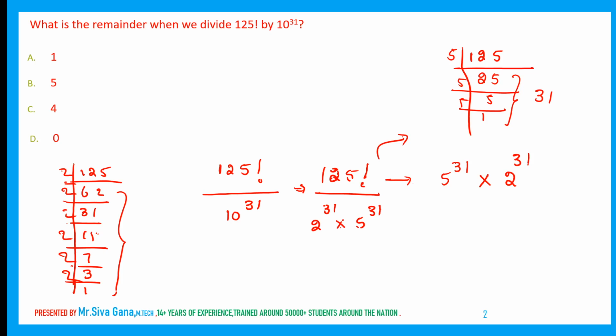So I am limited to 31 because 5s are available 31 times, which means the maximum power of 10 in 125 factorial is 31. So 125 factorial is completely divisible by 10 power 31, which means the remainder is 0, right? The question is not completely related to the remainder topic. It is related to the maximum power in a factorial concept. This concept I explained at length in my video course.